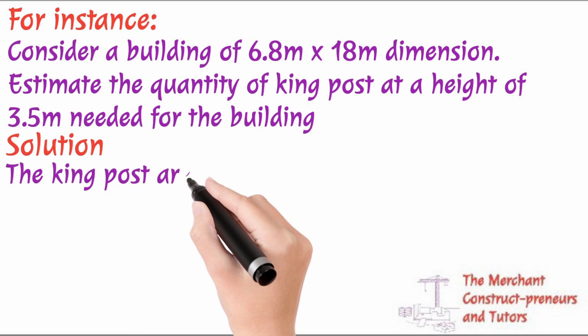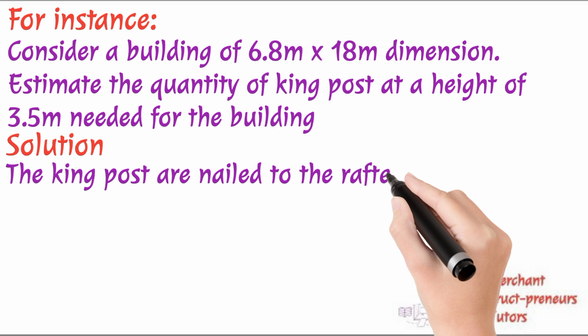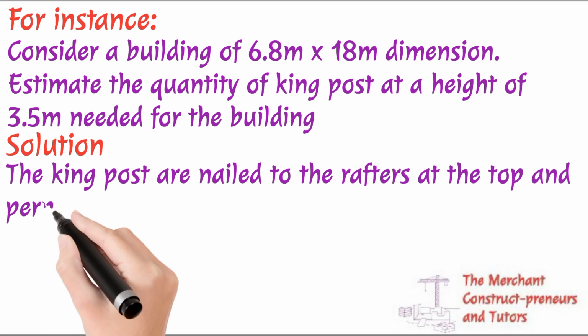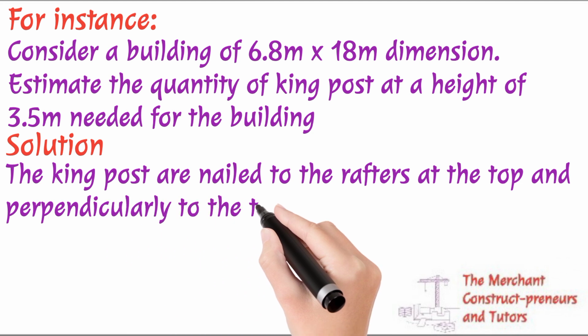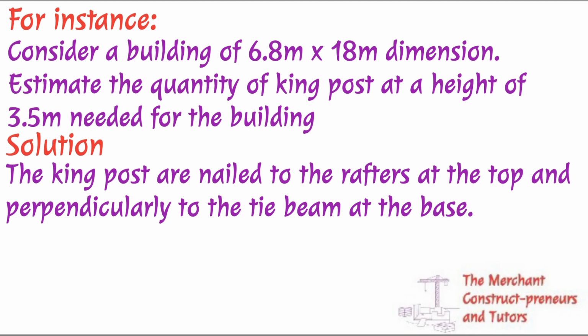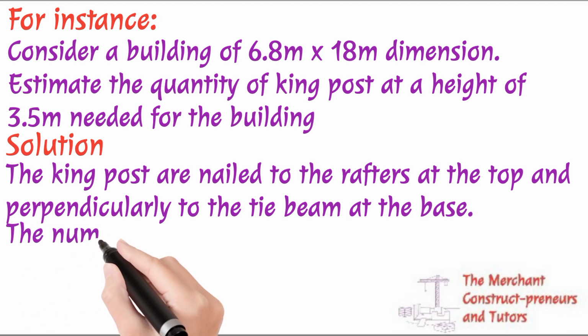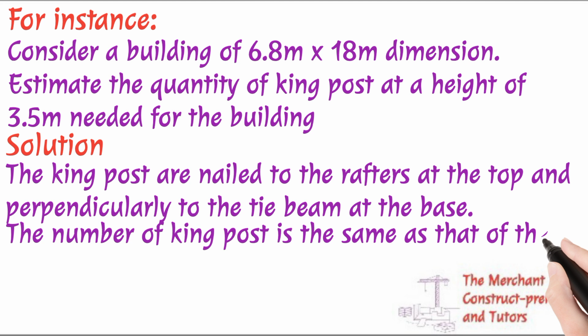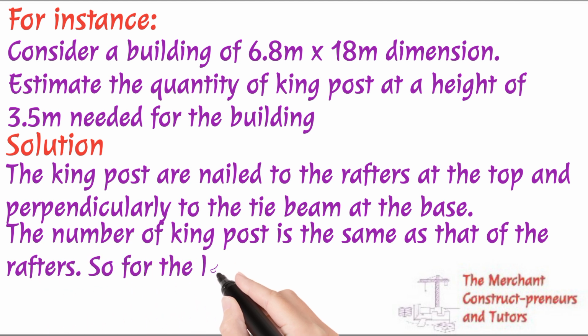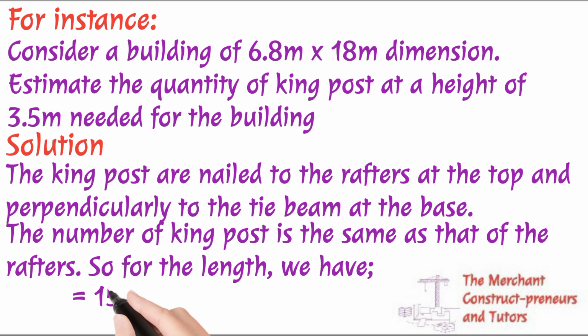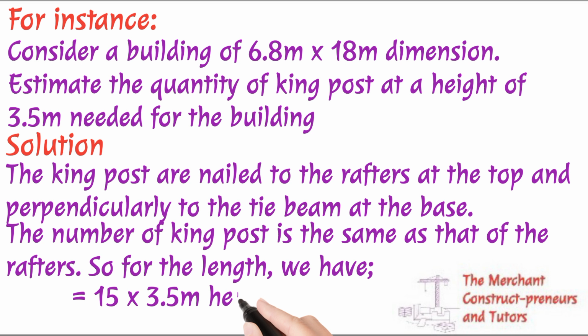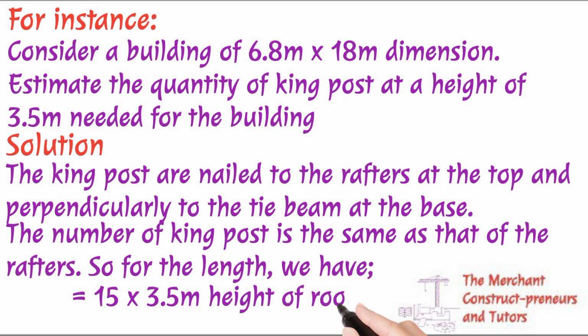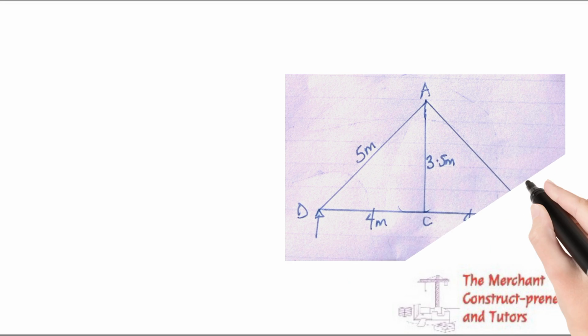So we're looking at a last instance. Yeah. So we are considering a building of 6.8 meters by 18 meters dimensions. Now we want to estimate the quantity of king posts at a height of 3.5 needed for the building. Now the king post is connecting the rafter, right? So anywhere you have the rafter, you also have the king post. So we are going to be using the same value that we got for our rafter. We are going to be using it for our king post.